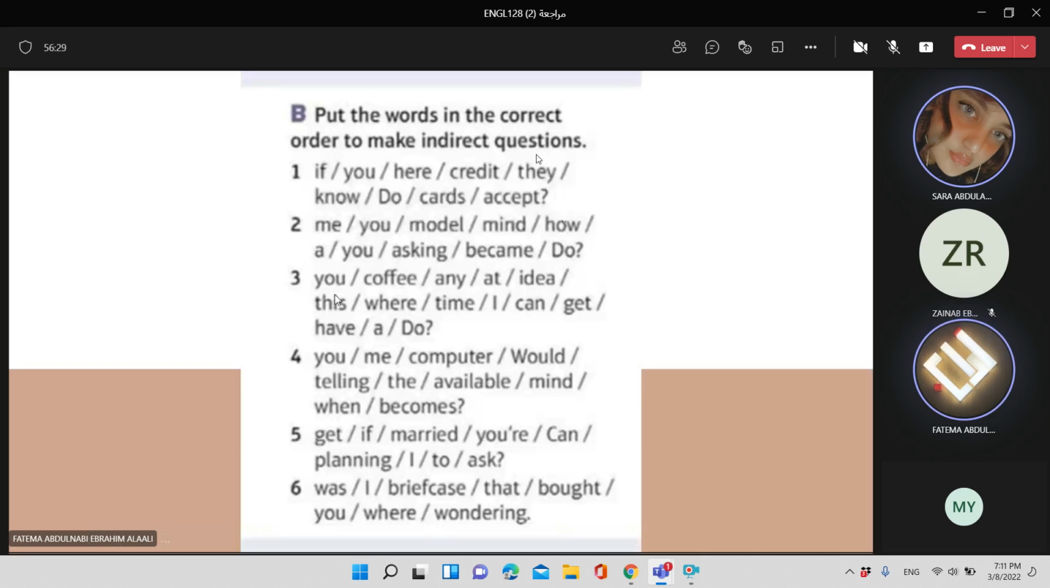So number 3, okay. You coffee any at idea. This where time I can get have a do. So, do you have any idea where to get coffee at this time? Okay, so this one is so easy. You can complete this one later on by your own.